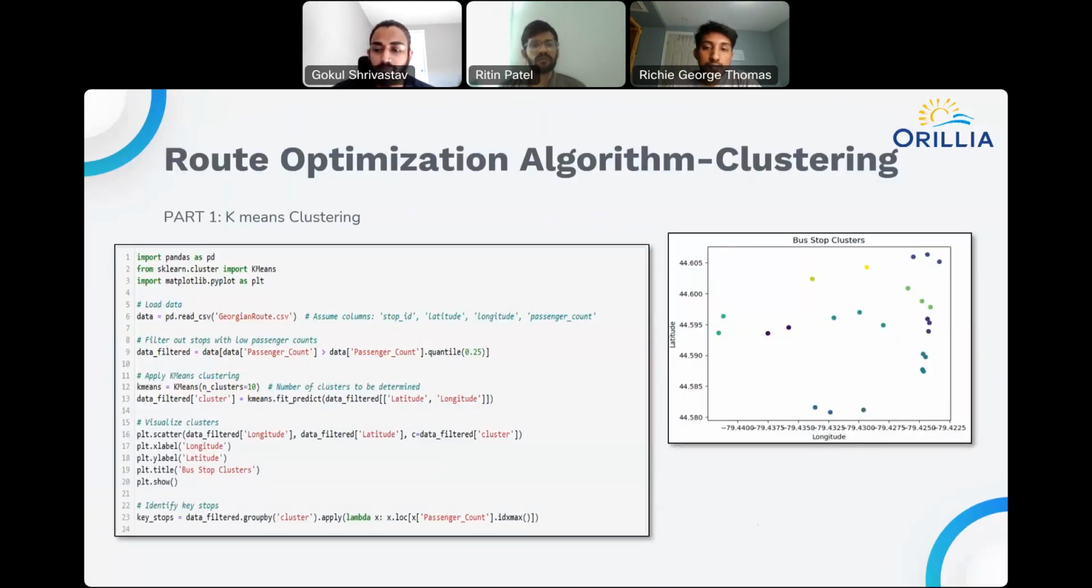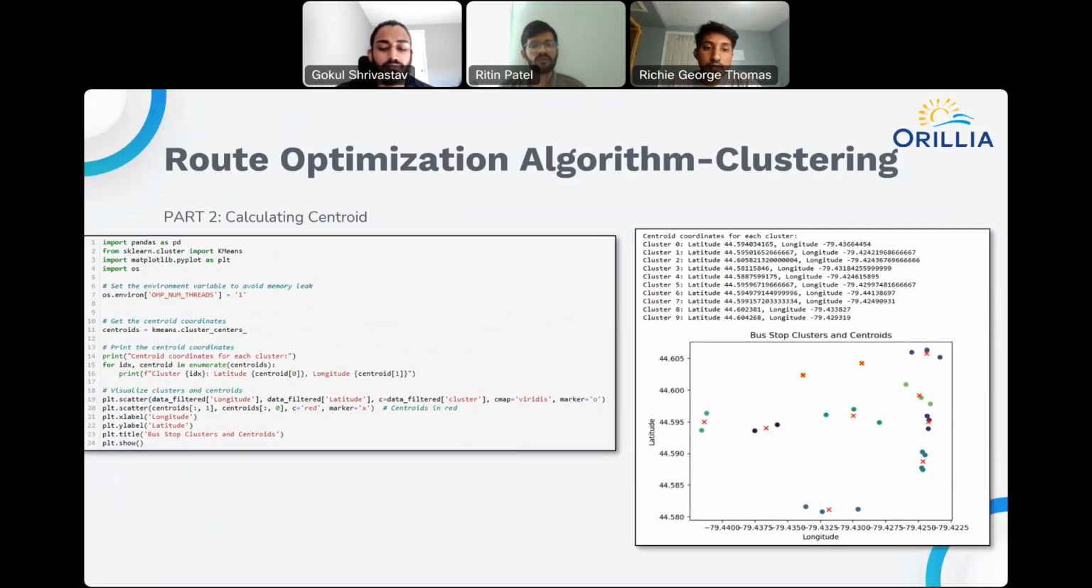And now the next method we used is route optimization using clustering. So basically we have used the method of k-means clustering, where it will cluster k clusters. For example, in our case, we have taken 10 clusters. So it will cluster all the latitude and longitude which are near to each other. On the right side, we have shown the clustering graph.